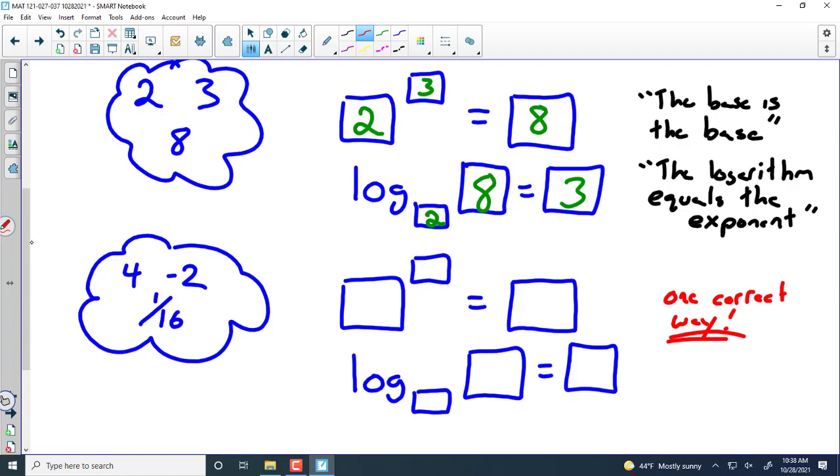What'd you use for your base? 4, which means you put a 4 here and you put a 4 there. What was the power you put on 4? -2, which means you put a -2 here and you put a -2 here. And then 4 to the -2 is 1/16, and log base 4 of 1/16 equals -2. And that is the only correct way to fill it out for this problem.